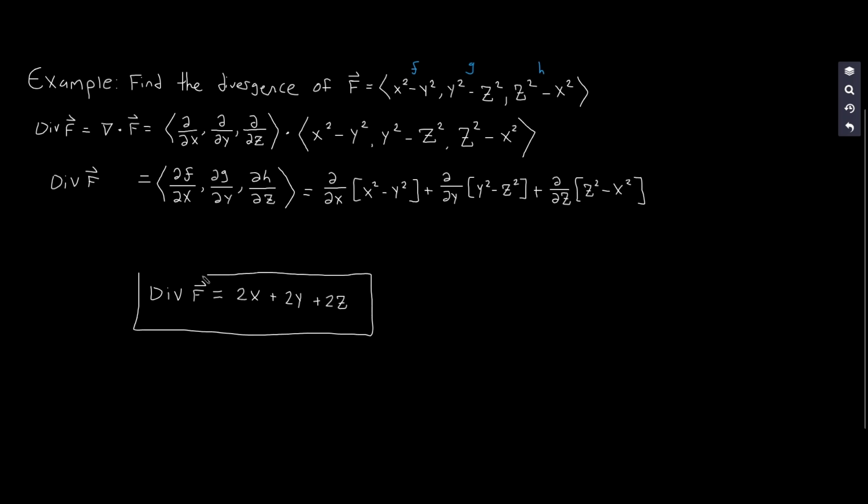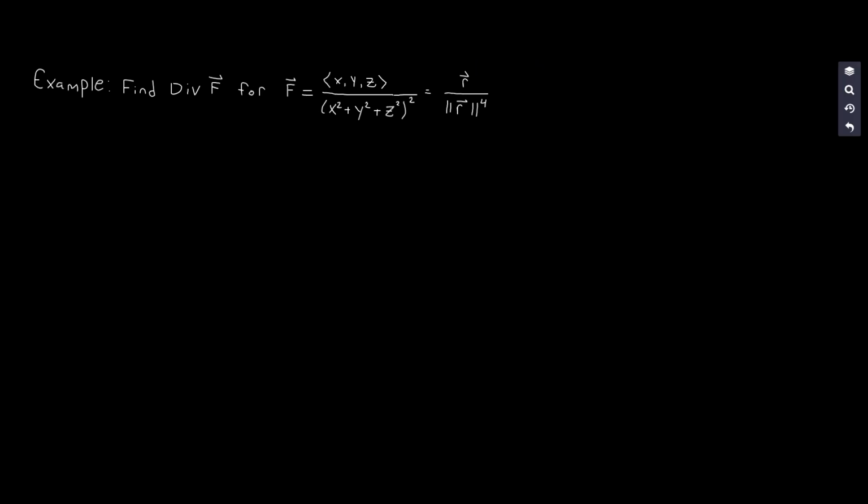The divergence of vector f equals 2x plus 2y plus 2z. Now, let's see what's going on here. We're asked to find the divergence of vector f for vector f equaling the vector x, y, z over x squared plus y squared plus z squared, all raised to the power of 2. And they were just so kind to us. They gave us this formula here that it equates to be vector r over vector r's magnitude raised to the power of 4.